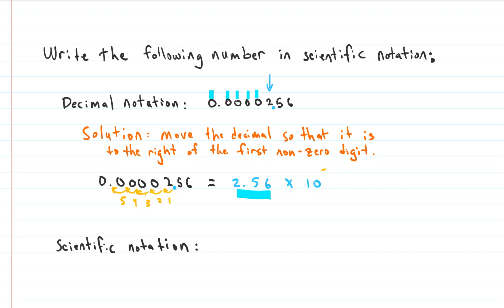So this becomes the question mark there. So 2.56 times 10 to the, we move it 5 times. That's where the 5 comes from. And the negative here is because we have to move it to the left to get it back to the original. So again, when you move the decimal to the left to get it back to the original, your exponent is negative. When you're moving to the right to get it back to the original, then it's positive.